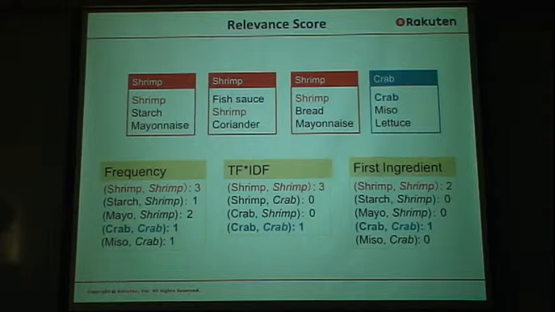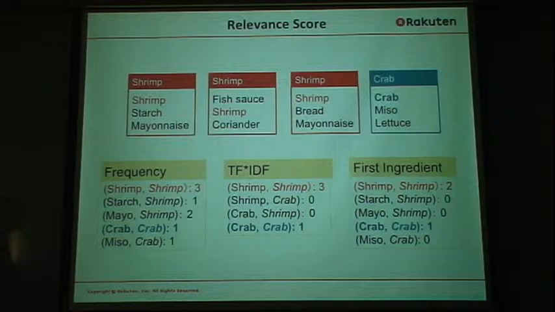To find the relationship between different ingredients, we proposed and compared 3 different relevance scores, namely frequency score, TF-IDF score, and first ingredient score. Here we have 4 recipes, and 3 of them belong to the shrimp category, and 1 of them belongs to the crab category. Each recipe contains 3 different ingredients. The frequency score is based on just frequency. Here, shrimp appears 3 times in the shrimp category, while mayonnaise appears just 2 times. So we think that shrimp is more relevant to shrimp than mayonnaise.